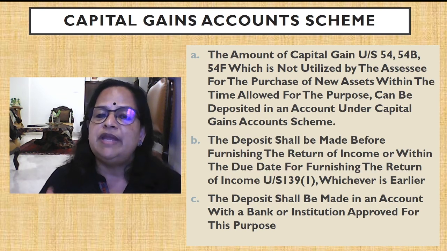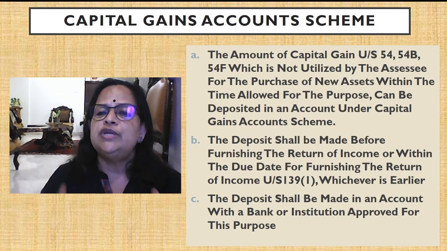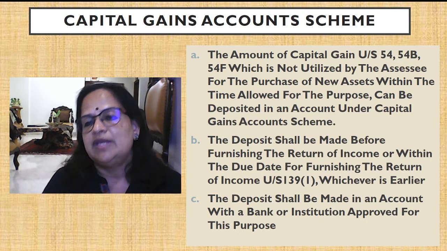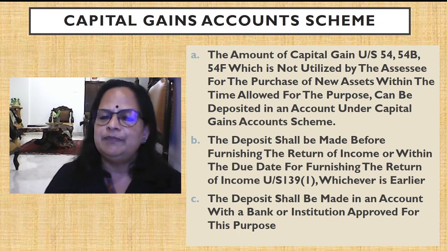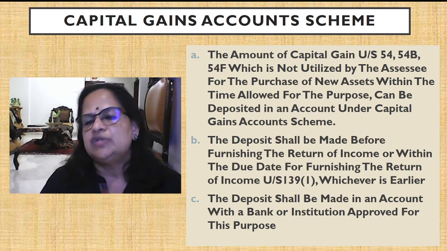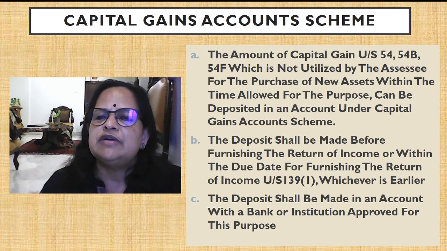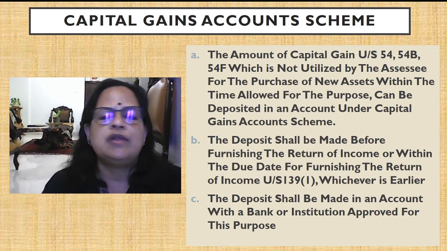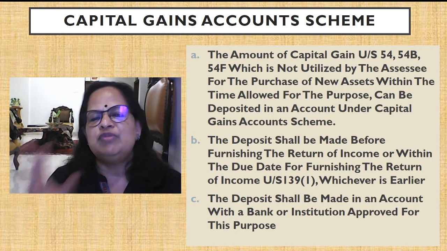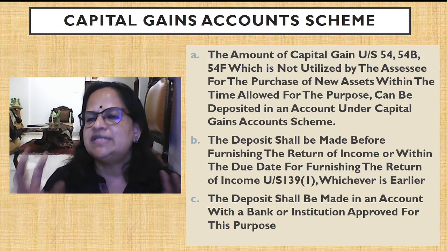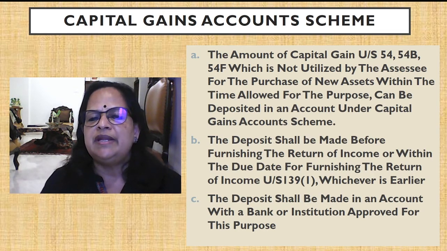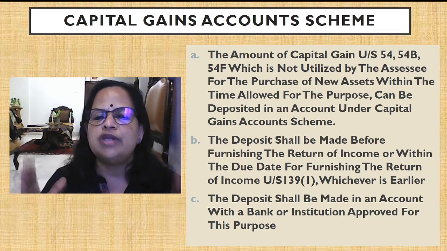Now deposit shall be made before furnishing the returns of income or within the due date for furnishing the return of income under section 139(1) as self-assessment, whichever is earlier. So whichever is earlier, you have to remember that it must be before filing the tax returns. In 139(1) we are only calculating our taxes, and if there is some arithmetical error we can change that. Income tax department will allow you to make the changes. So remember that before filing the tax returns you have to deposit this excess amount with you in the capital gain account scheme. Now deposit shall be made in an account with a bank or institution approved for this purpose.